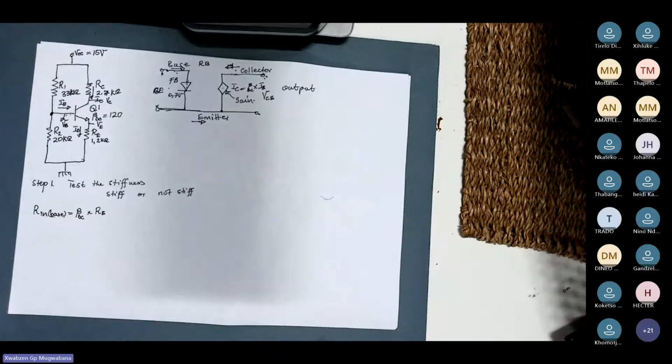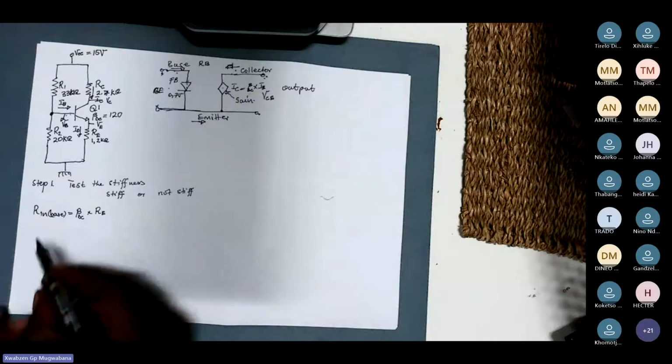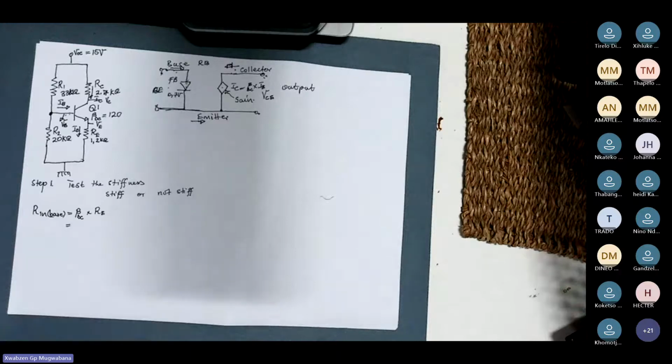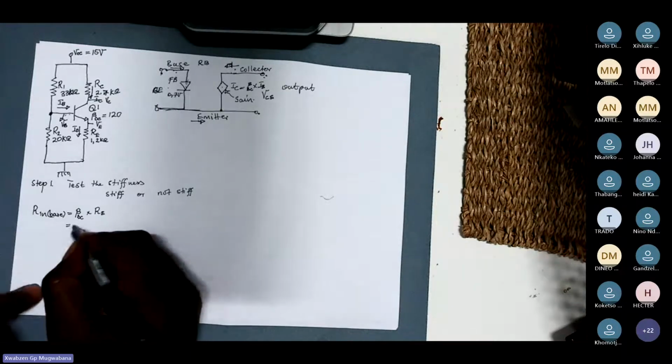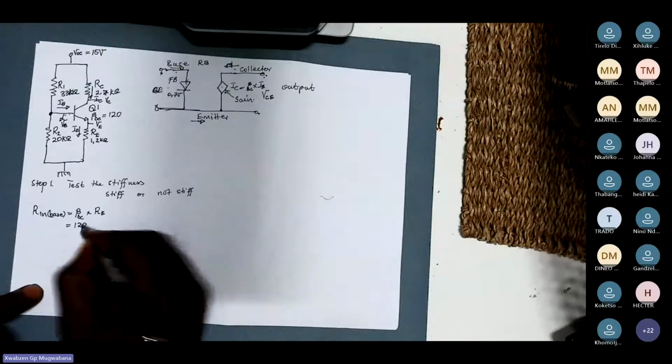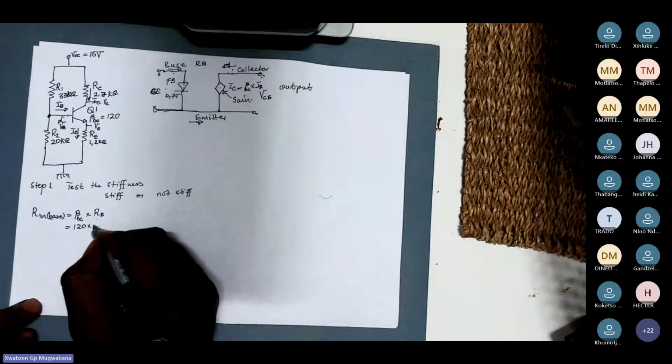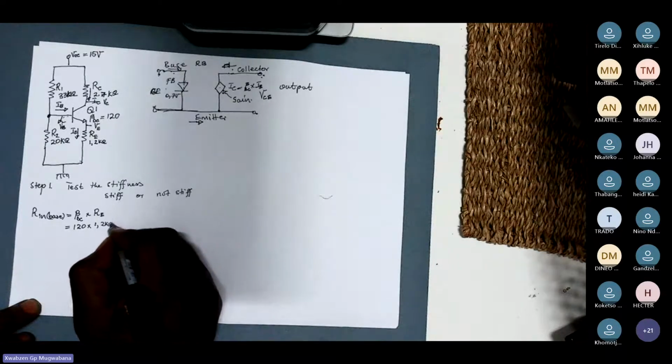Always remember these steps, because these are the steps that one needs to follow in order to determine exactly how to do this analysis. Now, with this R in base, we know what beta DC is. Beta DC is given as 120 multiplied by your RE, which is given as 1,2 kilo ohms.